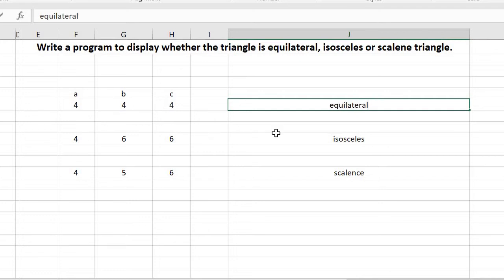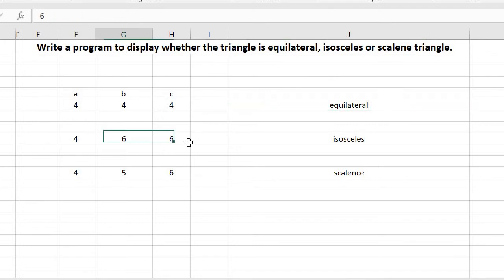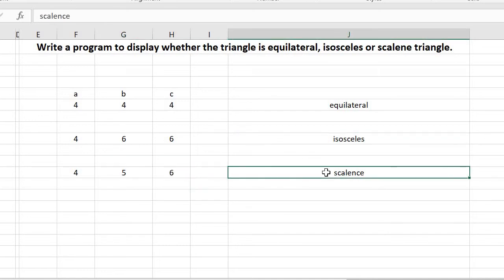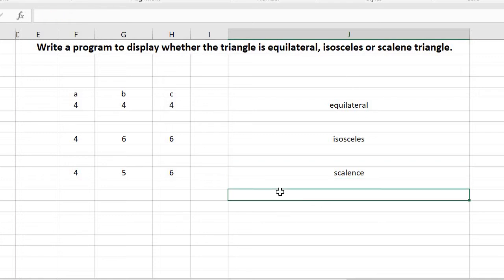That is, all the three sides of a triangle are equal. Here two sides of the triangle are equal and therefore it is an isosceles triangle. Here all of these three sides are of different sizes, therefore it is a scalene triangle. So let us now code this. Definitely I will be using the conditional statements, that is, if and else if, for this particular program.